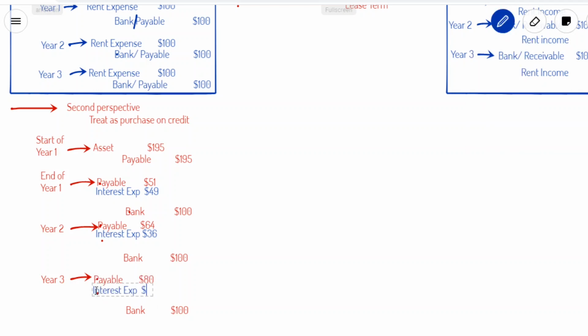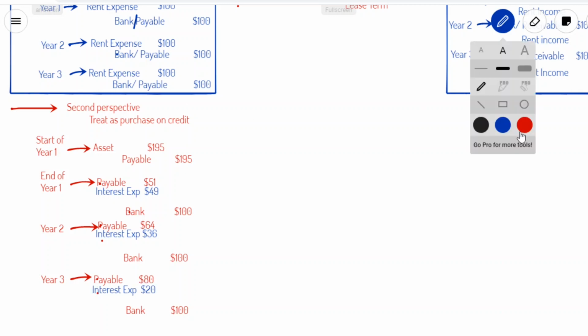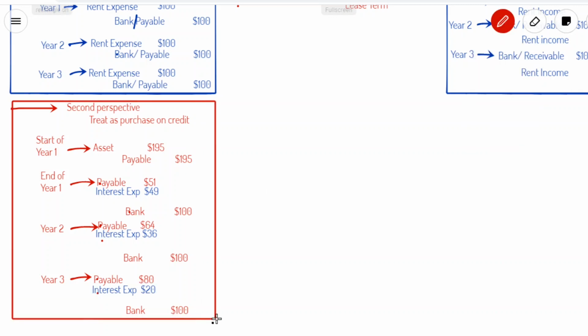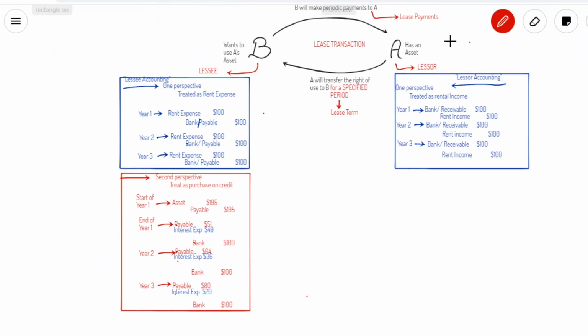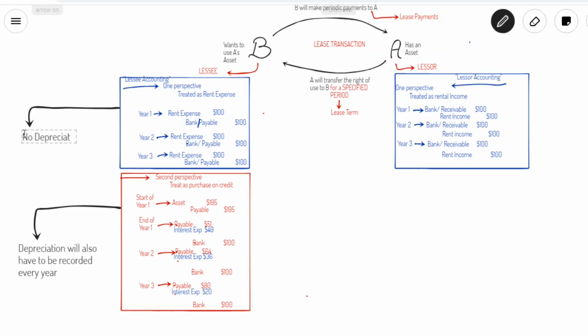And also, because the lessee is assumed to have purchased that asset, the lessee in this case would also record depreciation expense. The same transaction took place. One way of looking at it was to simply account for it as rental expense. The other way, which is a far more complex way to account for it, is looking at it as a purchase transaction on credit and repayment of that credit with interest, and then also accounting for the depreciation which the lessee might have to pay.